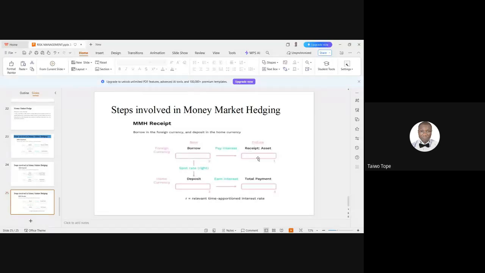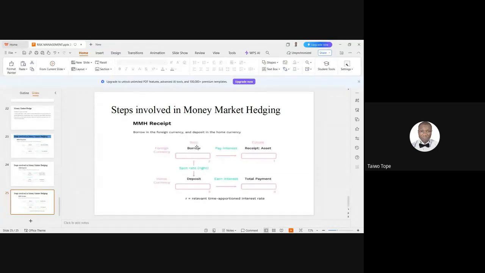Using this chart, that amount you are expecting, what is that value? You write it here. The value you are expecting, you can quickly go and borrow even before that money arrives. What do you borrow? You borrow in that foreign currency, that money you are expecting from the other country. You borrow in that currency.